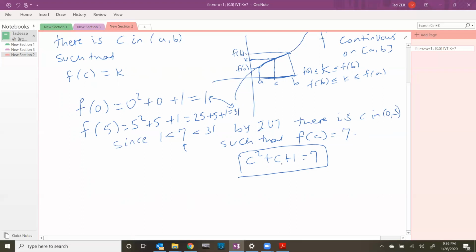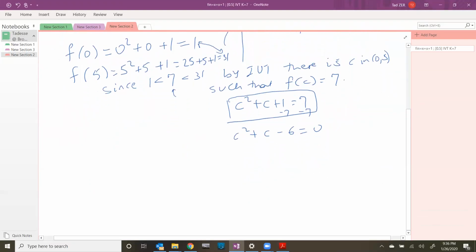So how do you solve that? There are many ways. One is you subtract 7 on both sides. So that would be C squared plus C minus 6 equal to 0. Now I can factor this quadratic expression. So it will be C plus 3 times C minus 2 equal to 0. So C plus 3 equal to 0, or C minus 2 equal to 0.